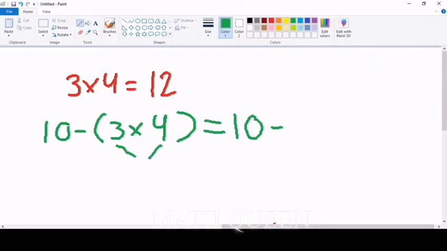10 minus parentheses. Now, 3 times 4 is 12. So let's just write 12 in this parentheses. Boom, you already evaluated what's in the parentheses. So now that we evaluated what's inside, we don't need to have the parentheses symbols anymore. So now we just have an equation, 10 minus 12. If you don't know, this is going to have to go into the negatives. So 10 minus 12 equals negative 2. And that is our first equation.